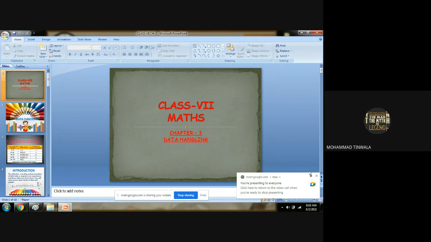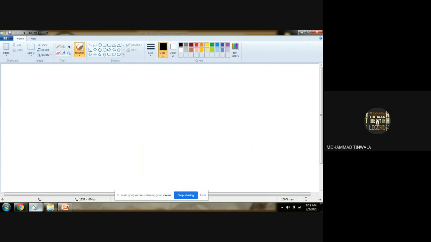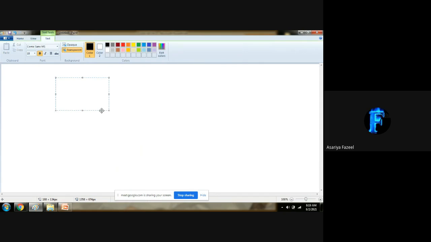Chapter 7 Mathematics. The name of the chapter is Data Handling. Now, in the first topic of data handling, you all know what is meant by tally marks. The name of the chapter will be data handling.